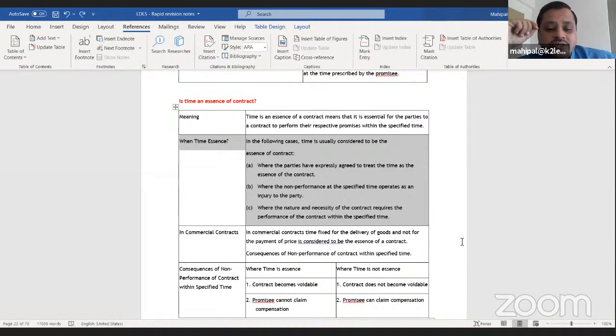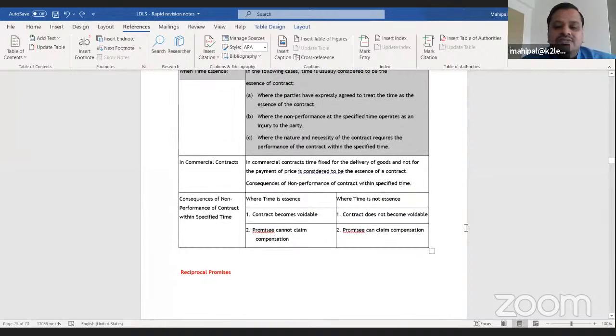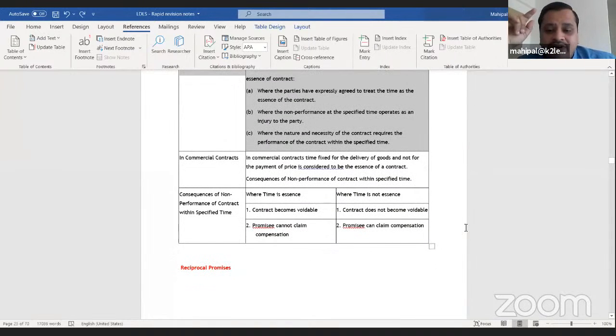In commercial transactions, time fixed for delivery of goods, but not for payment of price, is considered to be the essence of contract. Generally, in a commercial contract, time is always essential, but payment time is never considered essential, even though it is important to be fulfilled. Am I clear? What are the consequences? Where time is essential, the contract becomes voidable. Where time is not essential, the contract does not become voidable. Where time is essential, the promisee can claim compensation, but where time is not essential, the promisee can also claim compensation.